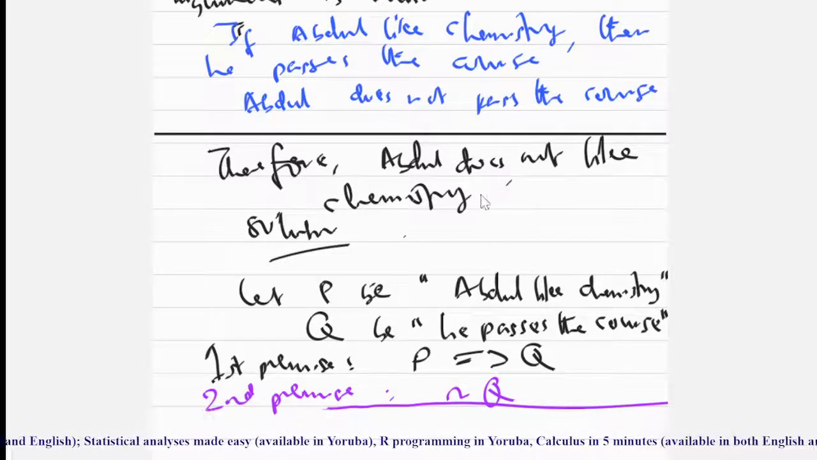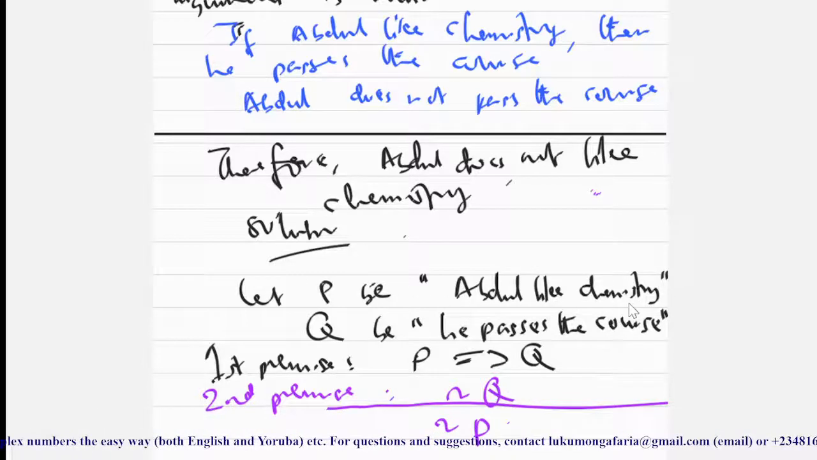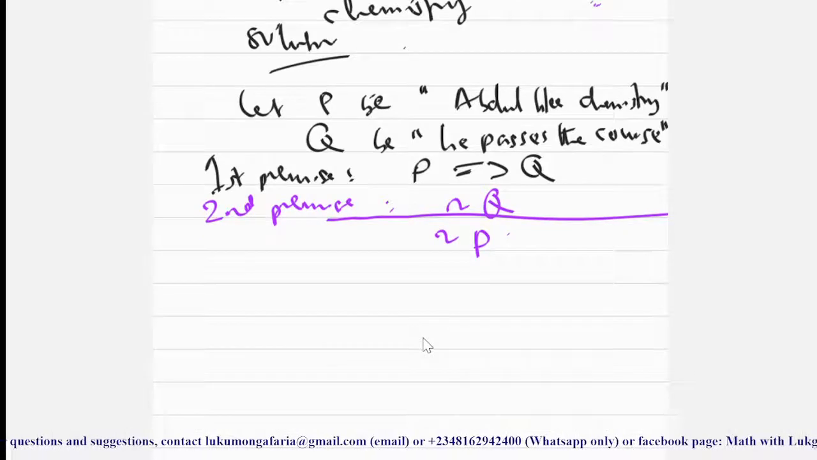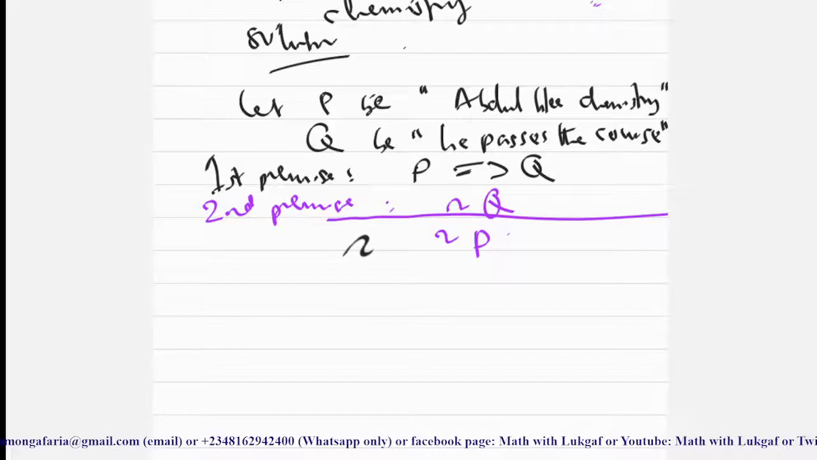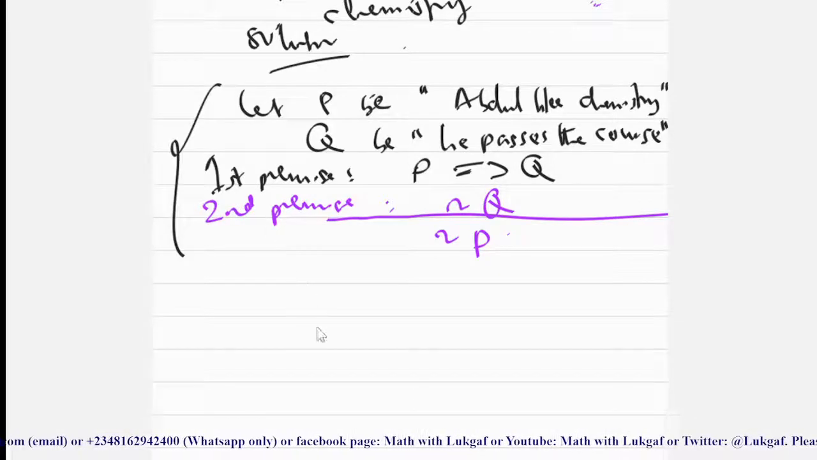Abdul likes chemistry is your P. Therefore, Abdul does not like chemistry. That's the conclusion. That will be the negation of what? Negation of P. We said P to be Abdul likes chemistry, that's why we call the negation of P, Abdul does not like chemistry. Okay, now you can see that this is an argument. You now have it in an argument form. Are you getting that now?